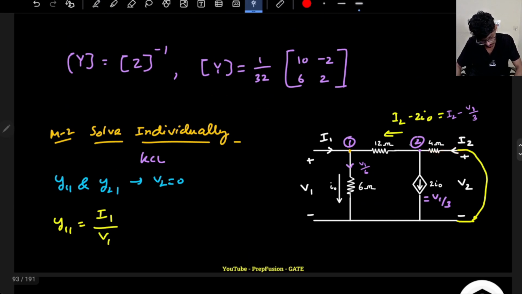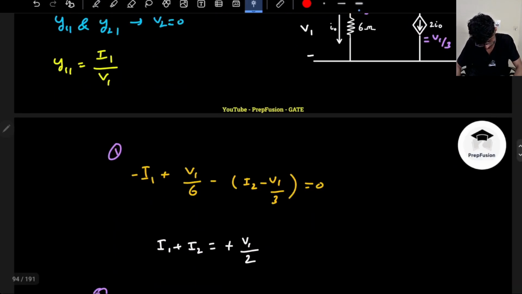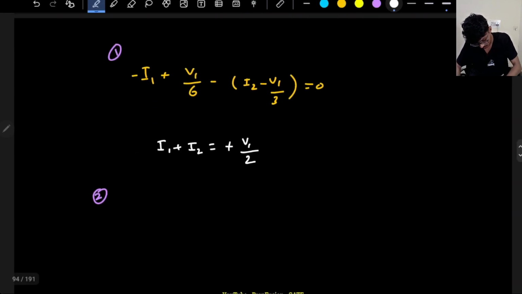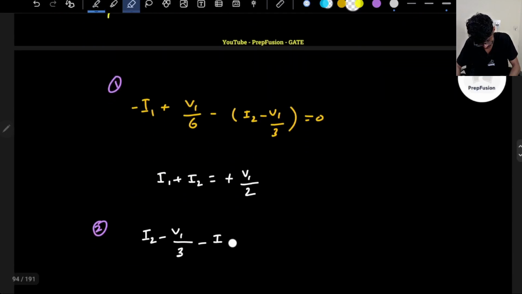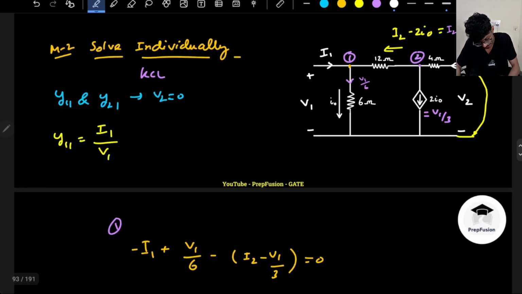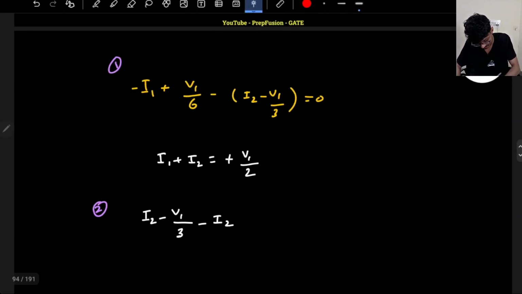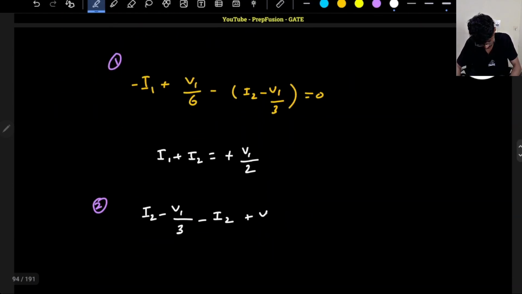Here I2 is incoming and this is outgoing. So I2 minus V1 by 3, and I2 is incoming and V1 by 3 is outgoing, plus V1 by 3.